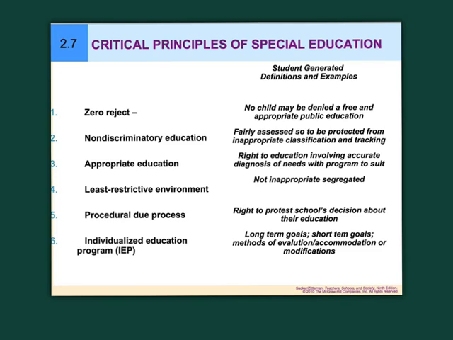This is the IEPs. Least restrictive environment, not inappropriately segregated. Procedural due process, the right to protest a school's decision about education. And the IEP, which is long-term goals, short-term goals, methods of evaluation, accommodations, and modifications. And those of you in EDU 387 will be hearing a lot more about this. But these are critical principles that you need to know going into a classroom. Everyone has the right to a free and appropriate public education, no matter what.